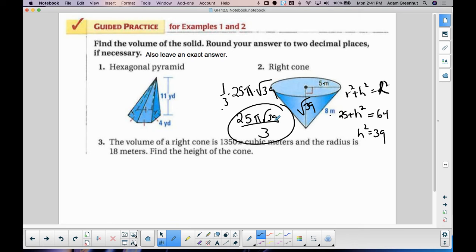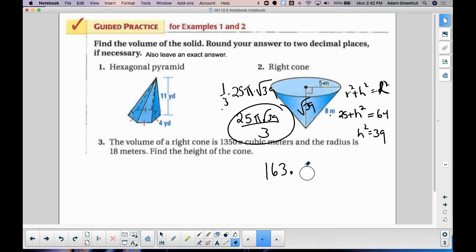25 divided by 3 times pi times the square root of 39. About 163.49, rounded to the nearest 2 decimal places.